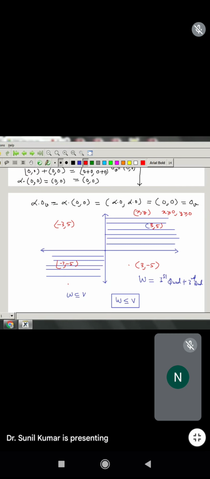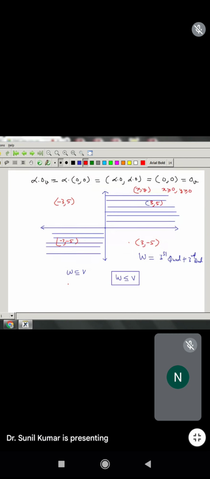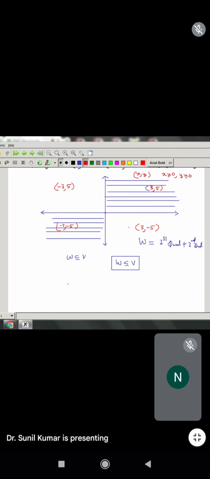Is it clear? Yes, sir. तो हमें ये देखना है कि कहाँ पर उसका एडिटिव इनवर्स एग्जिस्ट कर रहा है.